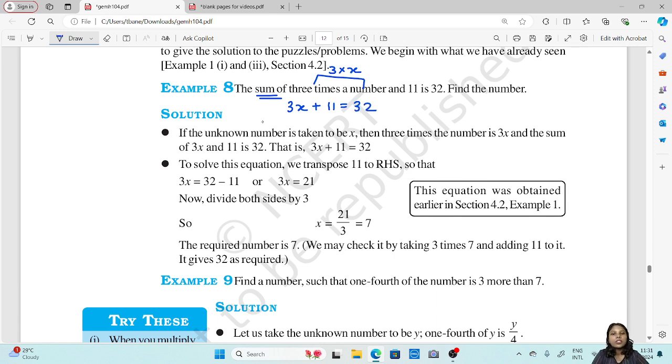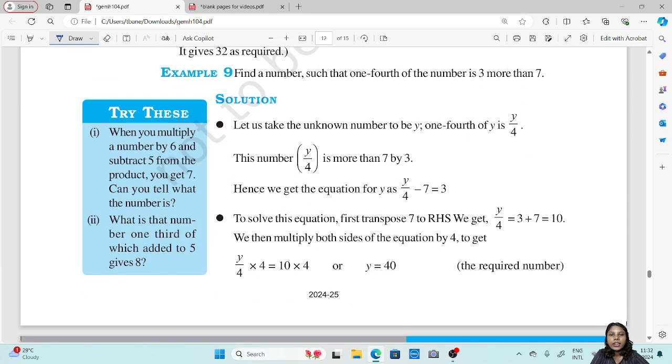So now how much will this become? What do we do here? 3x equals 32. This 11 you take to the other side, minus 11. So 32 minus 11 will be equal to what? 21. So 3x will be equal to 21, and x equals 21 upon 3. 3 sevens are 21. So x equals 7.